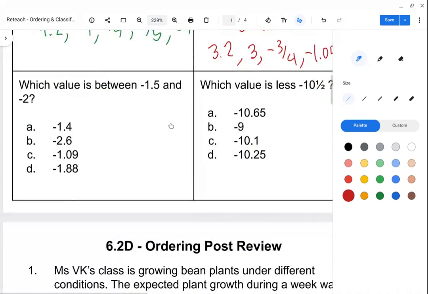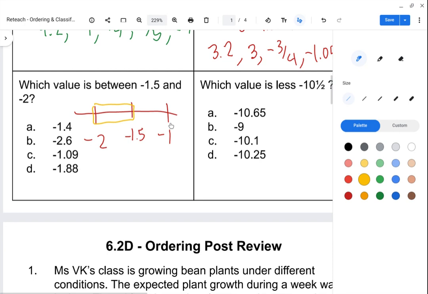Okay, which value is between negative 1.5 and negative 2? So draw a number line. Here we have negative 1. Here we have negative 2. So negative 1.5 is halfway between those. Which of these would be between this section right here? So I'm thinking negative 1.4.